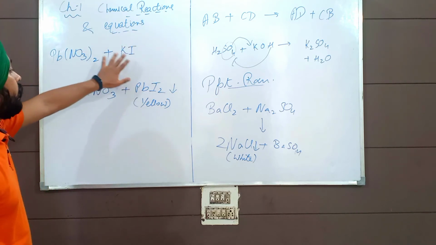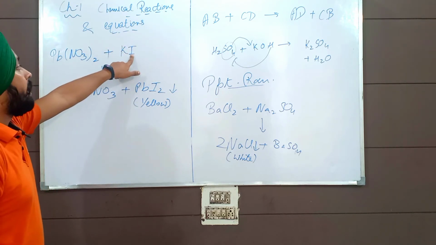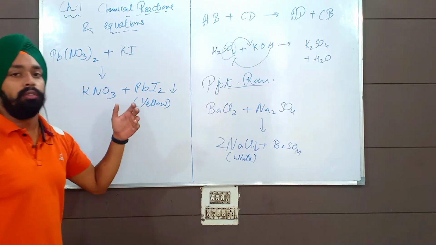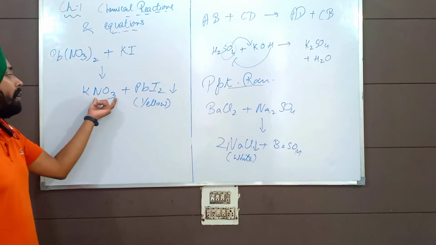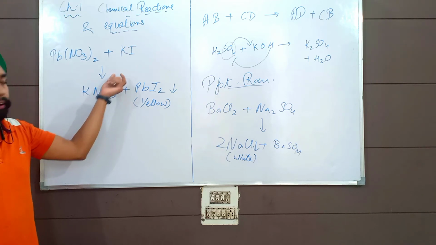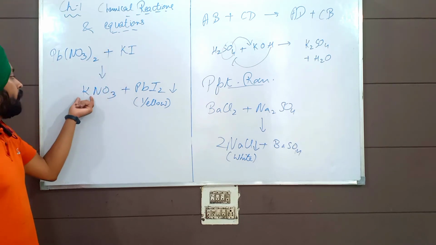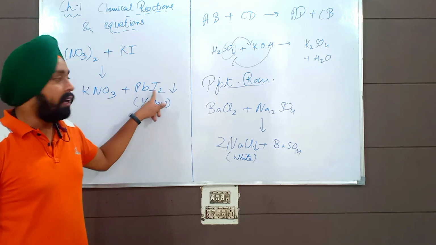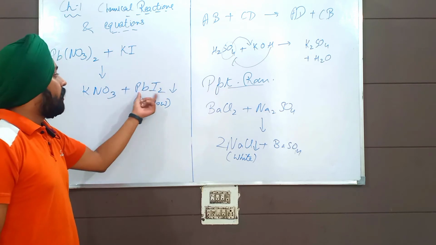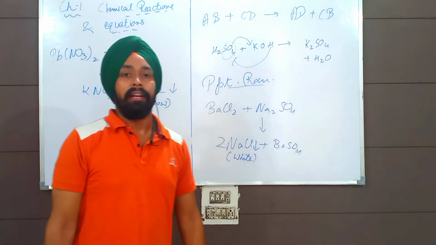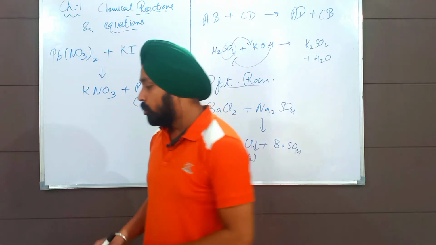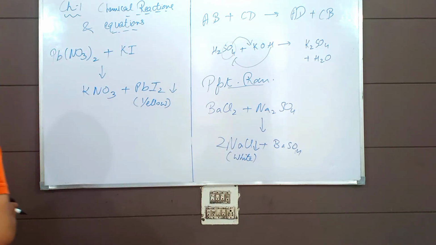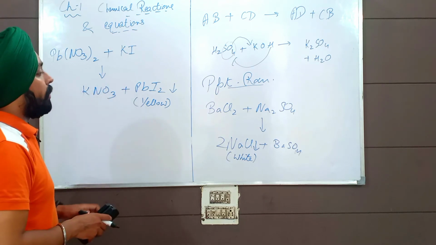You can easily check that double displacement has happened here, that I and NO3 have displaced. Nitrate is NO3 negative, potassium is positive, that's why it is KNO3, and Pb2 positive, I negative, so it will form lead iodide, PbI2. So this is again a double displacement reaction that forms a yellow colored PPT.